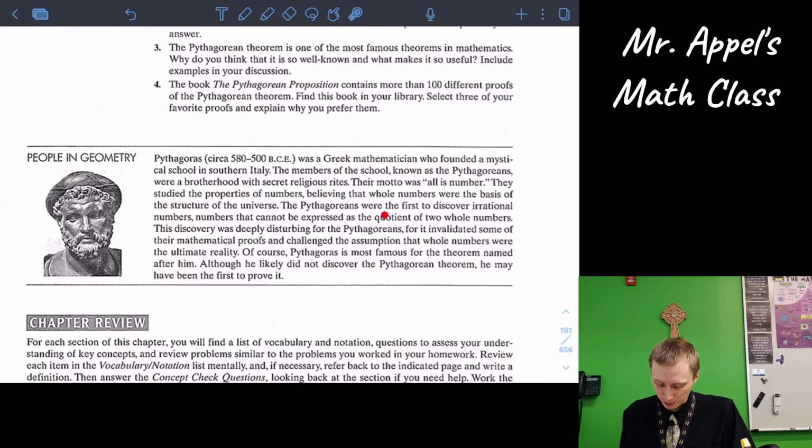The Pythagoreans were the first to discover irrational numbers, numbers that cannot be expressed as the quotient of two whole numbers. This discovery was deeply disturbing for the Pythagoreans, for it invalidated some of their mathematical proofs and challenged the assumption that whole numbers were the ultimate reality. Of course, Pythagoras is most famous for the theorem named after him. Although he likely did not discover the Pythagorean theorem, he may have been the first to prove it, at least at the same rigorous level of proof that we accept here today.